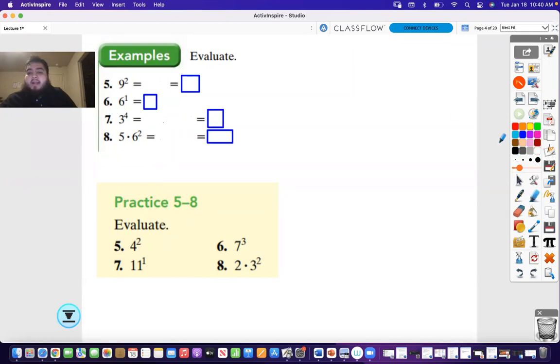Now, evaluating, what that means. When you evaluate an expression, it will simplify into a number, a value. So what that's saying is, for example, 9 squared is going to be equal to another number. The question here for us to do is, what number does it equal? So we may have to use mental math with multiplying in our head, or we may have to use a calculator. It depends on how hard it is.